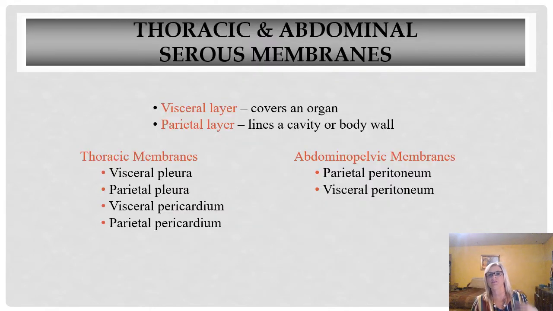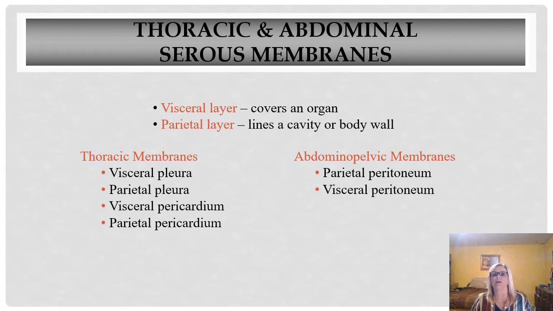So we have serous membranes, and serous membranes line the walls of the thoracic and abdominopelvic cavity. They secrete a fluid that is going to separate the layer that lines the wall of the cavity, and we call that parietal, and the layer covering the organ, and we call that visceral. So visceral refers to things deep inside. Covering an organ would be a visceral layer, and parietal is going to line a body cavity or a body wall.